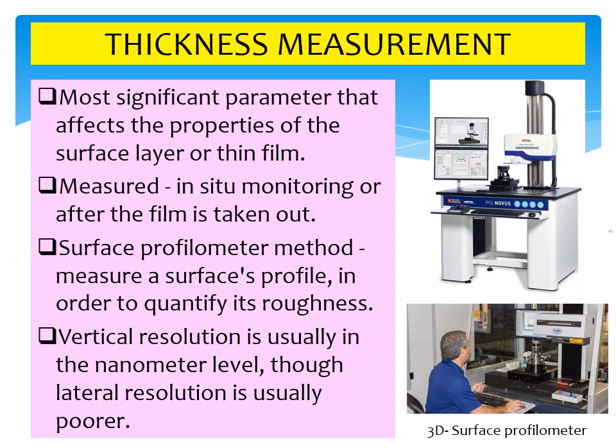Thickness measurement. The thickness of the film is the most significant parameter that affects the properties of the surface layer or thin film. It may be measured either by in situ monitoring of the rate of the deposition or after the film is taken out from the deposition chamber. Techniques of the first type, often referred to as monitor methods, generally allow both monitoring and controlling of deposition rate and film thickness. Any known physical quantity related to film thickness can be used to measure the thickness. The method chosen should be convenient, reliable, and simple.